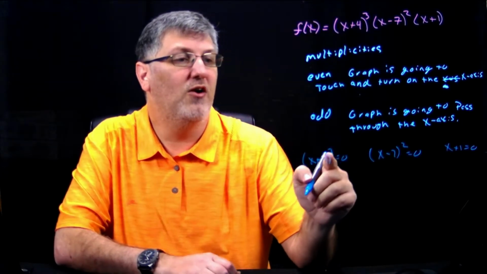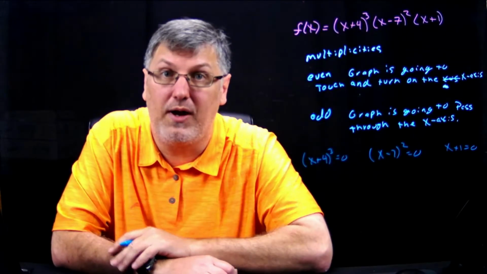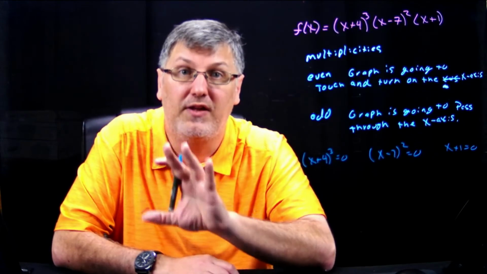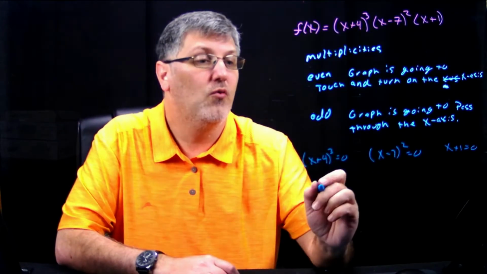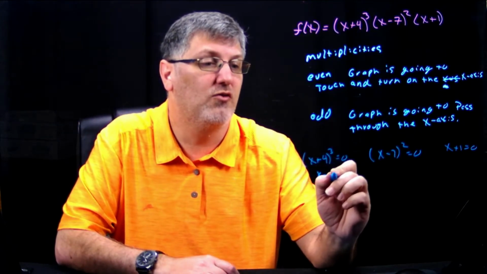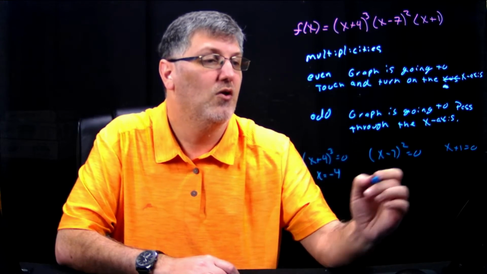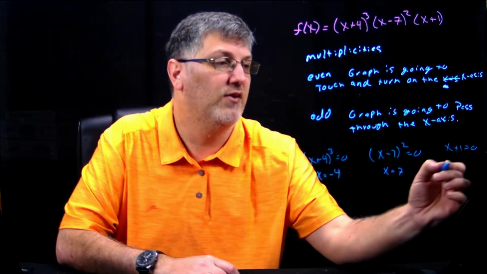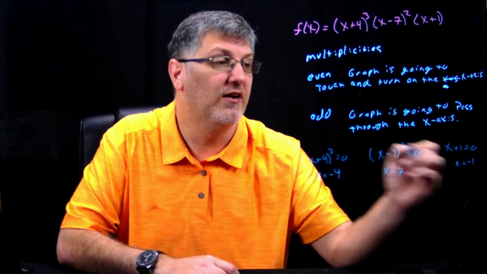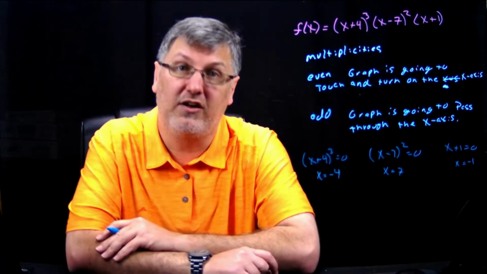Now from here, we know that this cube and this square are going to go away, but that's where we get our multiplicities from. That's telling us something about the graph. We know that x is going to occur at -4, at 7, and at -1. But now I want to look at my exponents.